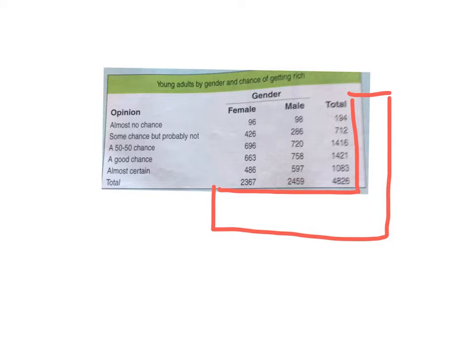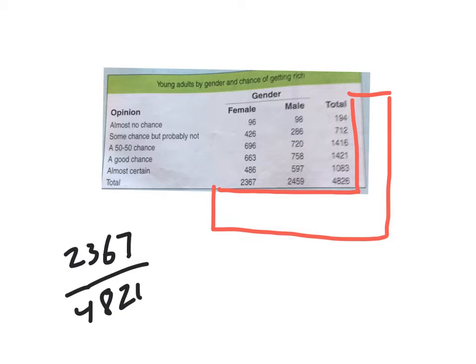So, well, percentage of female, let's just do that one. It's 2367 divided by the total, 4826. So that gives us approximately 0.49. So if we were working in percentages, we would say 49% were female. And I don't even have to do the other one because it's either male or female, so at least I don't have to calculate it. 51% would be male. Okay.